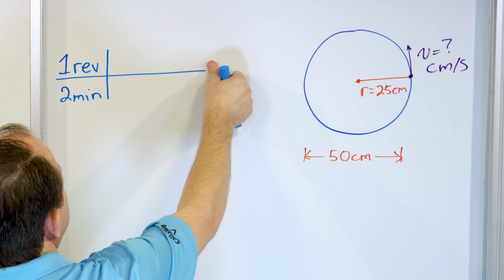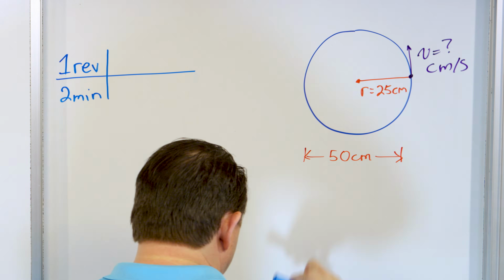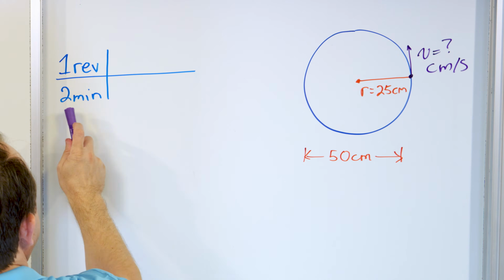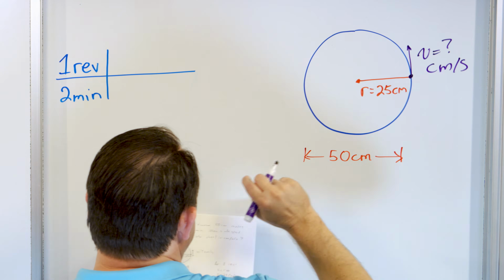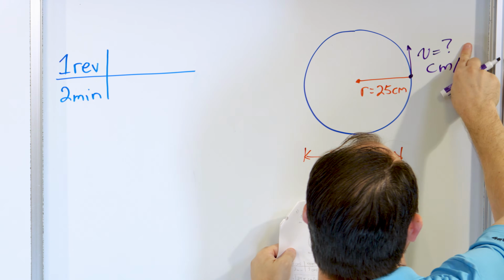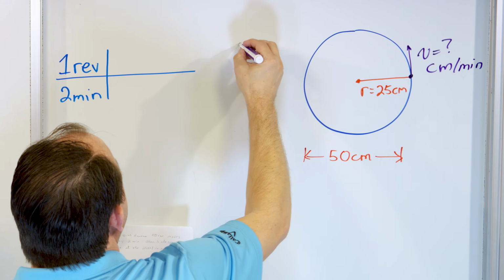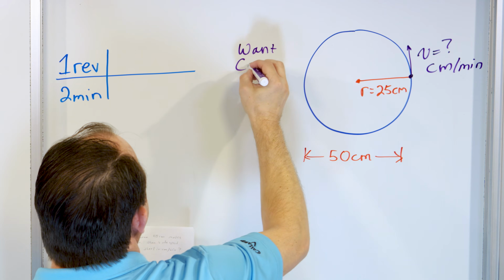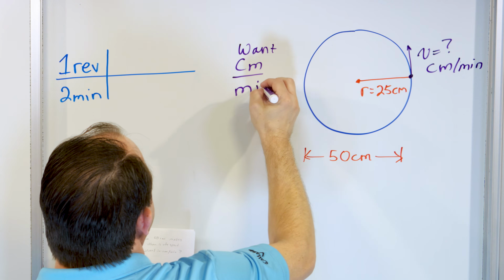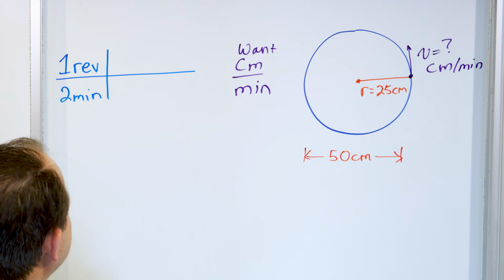So all you want to do is figure out how to get from this unit right here into, and I already made a mistake, centimeters per second. We don't want centimeters per second. We want centimeters per minute. Sorry about that. So we want centimeters per minute. And all we have to do is multiply or divide to get to centimeters per minute.